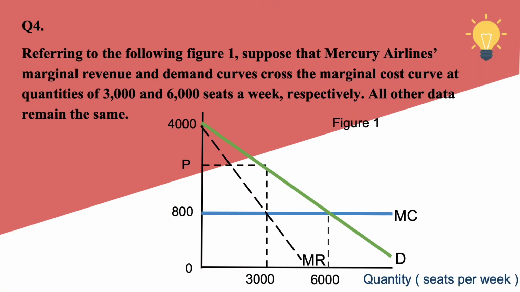Question 4. Referring to the following Figure 1, suppose that Mercury Airlines' marginal revenue and demand curves cross the marginal cost curve at quantities of 3,000 and 6,000 seats a week, respectively. All other data remain the same.